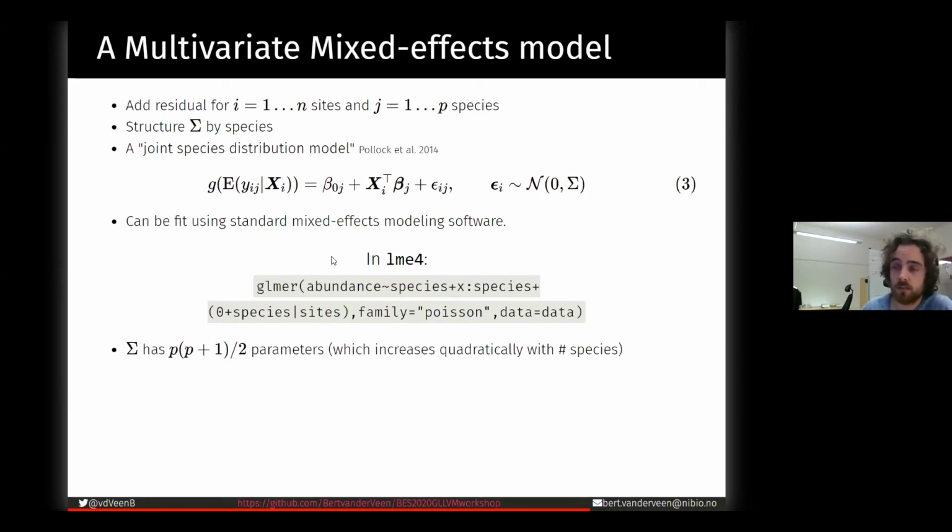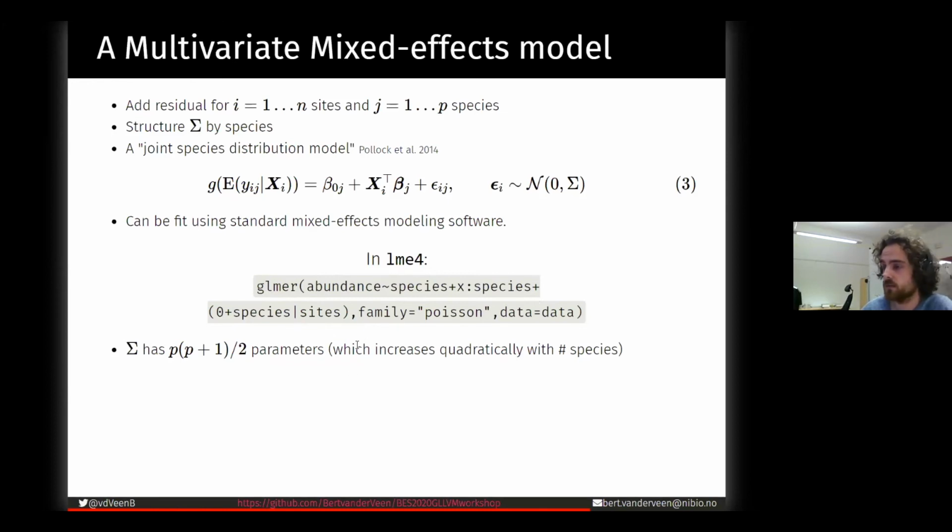So you can actually fit this with lme4, glmmTMB, or other mixed effects modeling packages like this, where this is then the syntax from lme4. You have your response variable here, abundance. This is just a vector of species names, your covariate x that has an interaction with species. And then you have this random intercept for species and a slope for sites. So this is a JSDM.